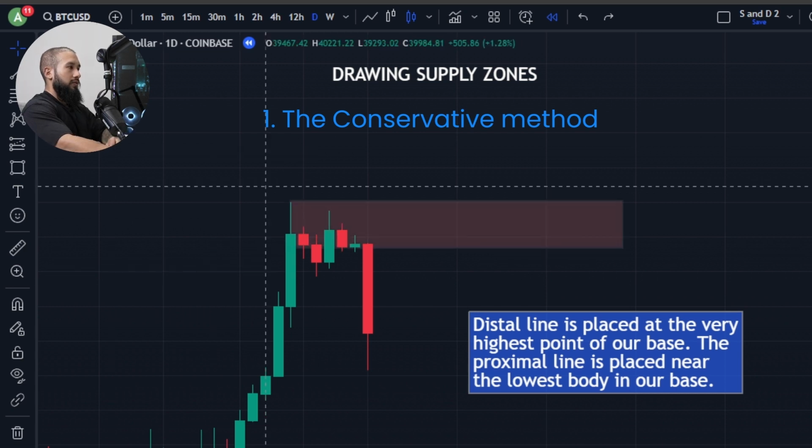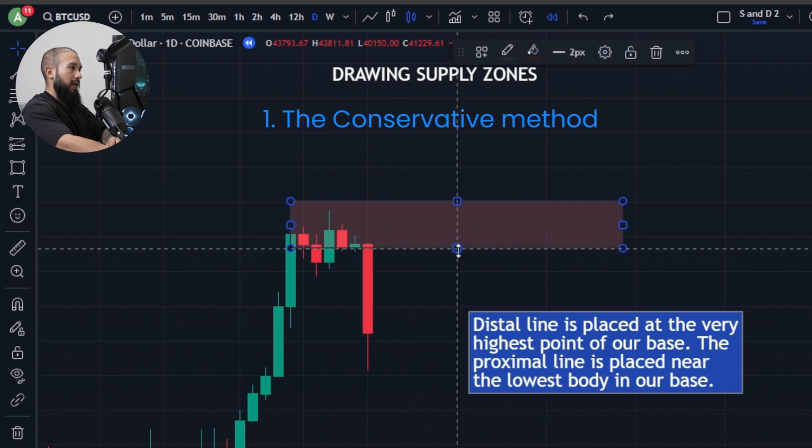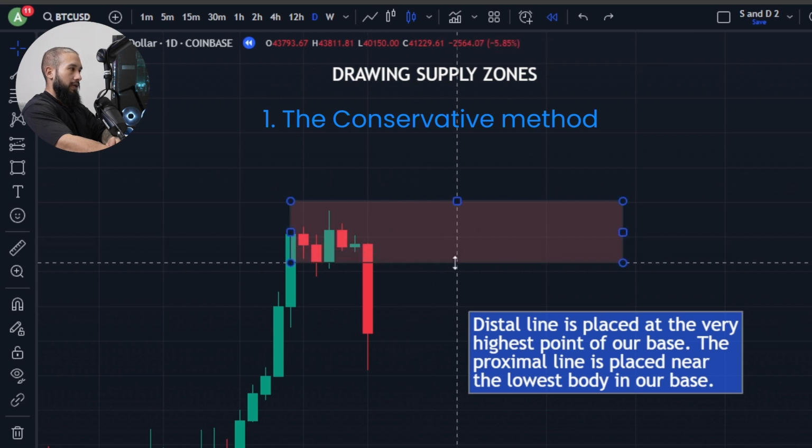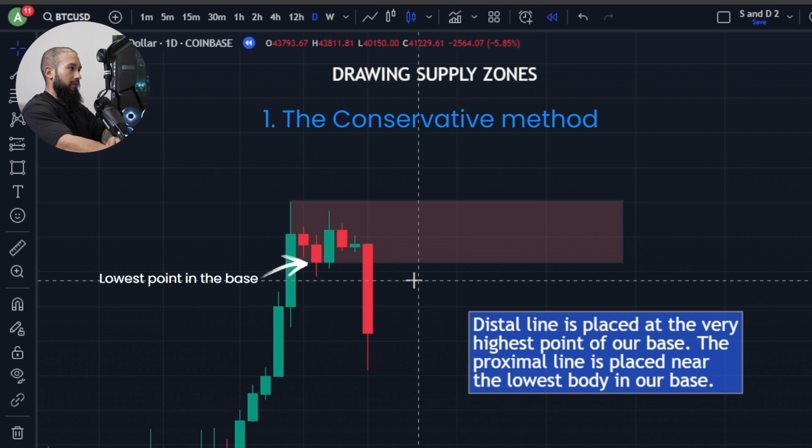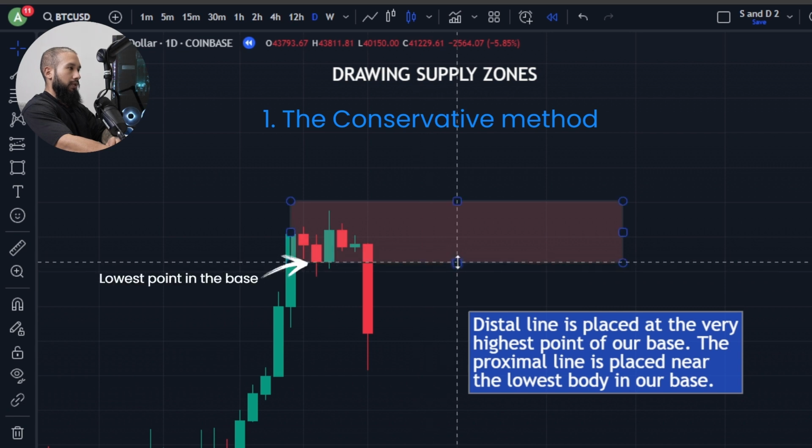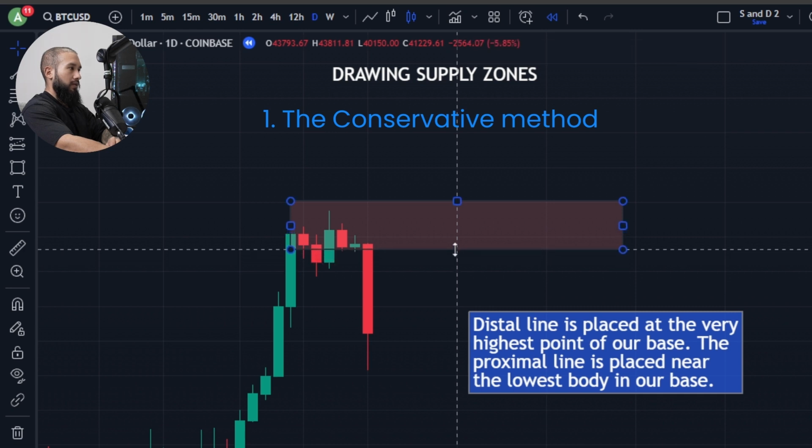Again, according to the conservative method, we would have this proximal line right here at the bottom of these candles. But because we have a larger base with a lot of 50% candlesticks on a 1-day time frame, I have placed it here, near pretty much the average of where the bottoms of the 50% candlesticks are.